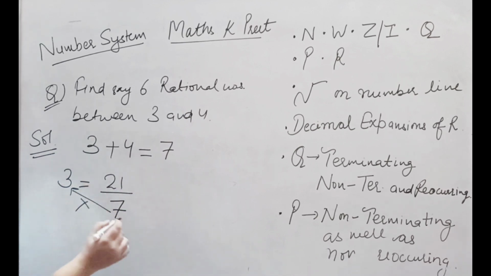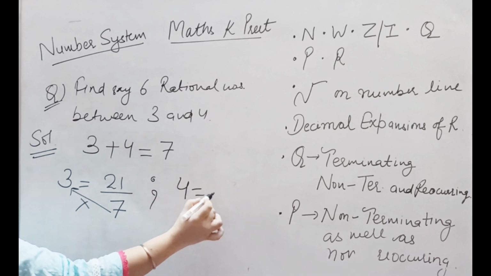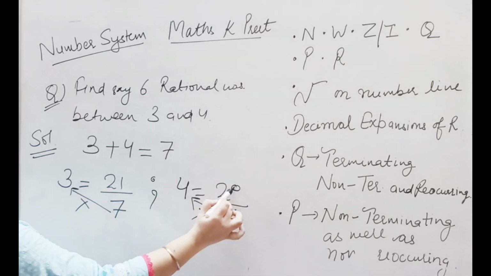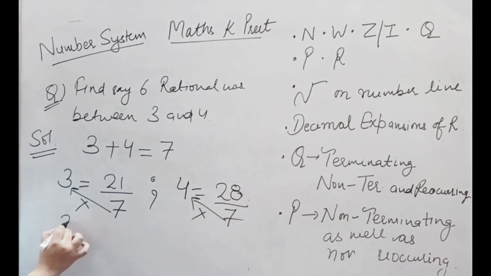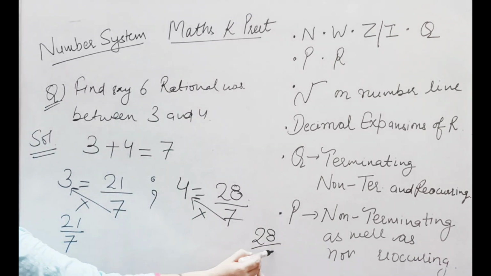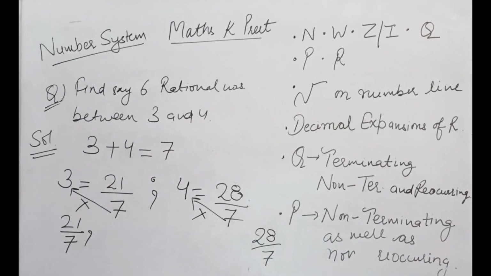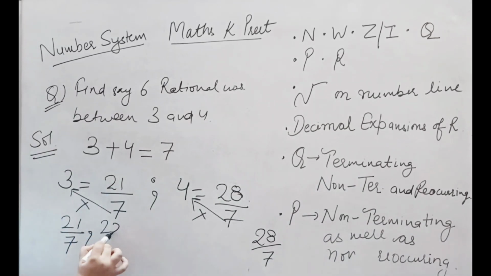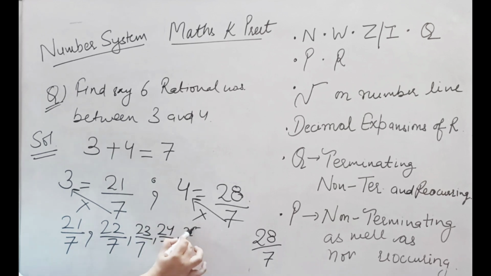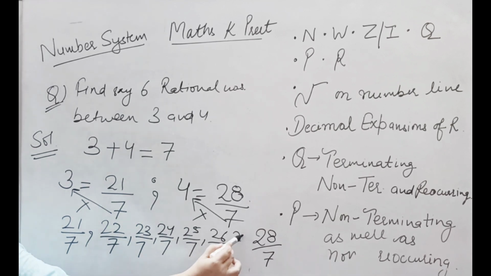So 7 3s are 21. We will write here. Next number is 4. We will write this sum in the denominator. We will multiply these two. 7 4s are 28. Now we have 3 as 21 by 7, 4 as 28 by 7. So we can get the rational numbers in between these two numbers as, we will write here, the next number will be 22 by 7, next 23 by 7, 24 by 7, 25 by 7, 26 by 7. Next is 27 by 7 also.